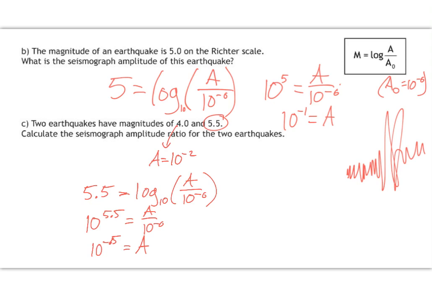And the ratio, I'm going to take those two and divide them. I'm going to use the 5.5 on top. So we get 10 to the negative 0.5 over 10 to the negative 2, and we get 10 to the 1.5. What that means is that earthquake has an amplitude that is 10 to the 1.5 times as large as the other earthquake. 10 to the 1.5 is somewhere between 10 and 100.